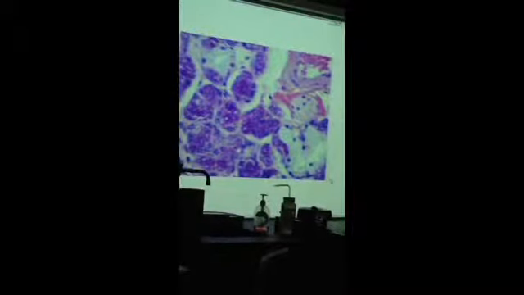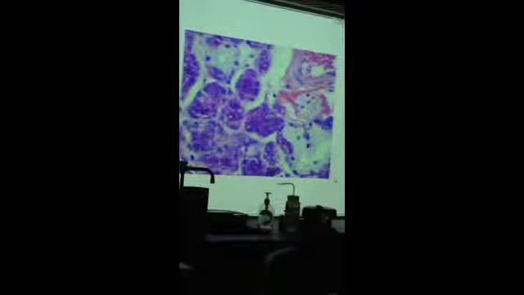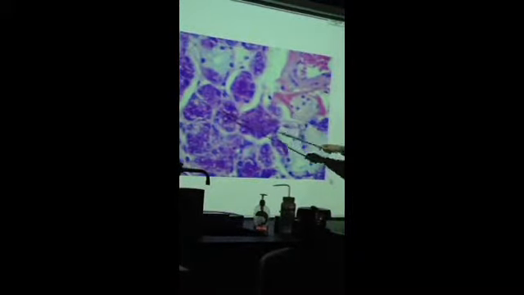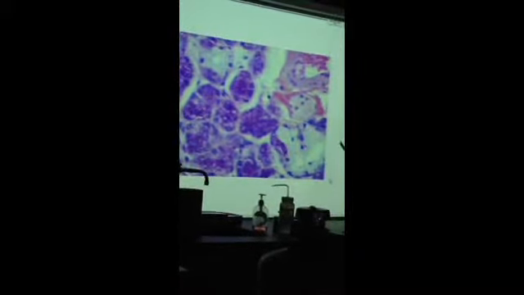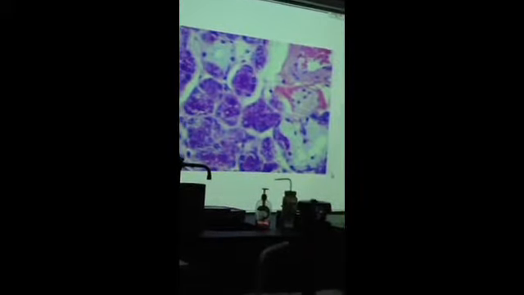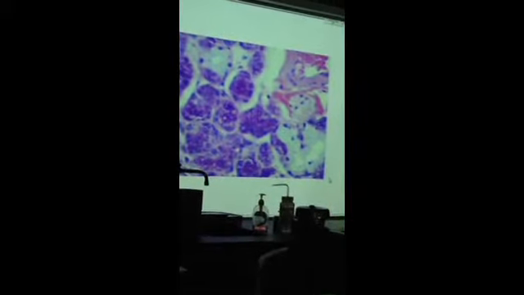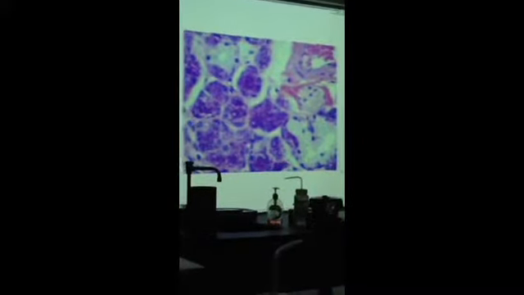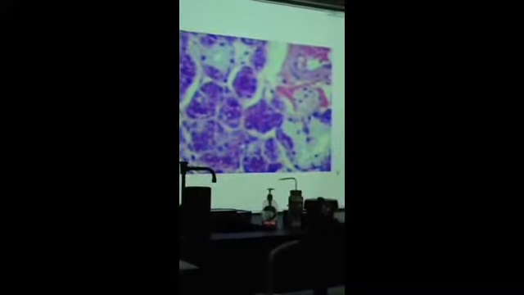Mucus cells. Again, thick viscous secretions, low in enzymes. Here we also have some mucus cells, and then more serous cells. This is a blood vessel up here. You're going to see blood vessels in tissue. You're also going to see ducts that carry the salivary gland secretions. You're going to see salivary gland ducts.